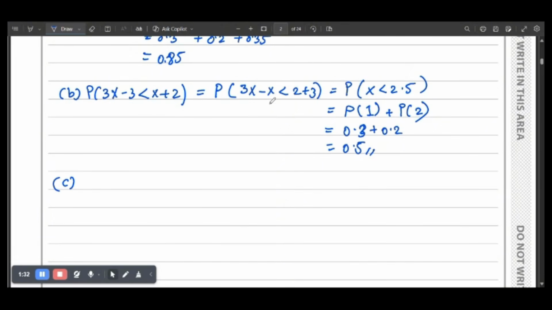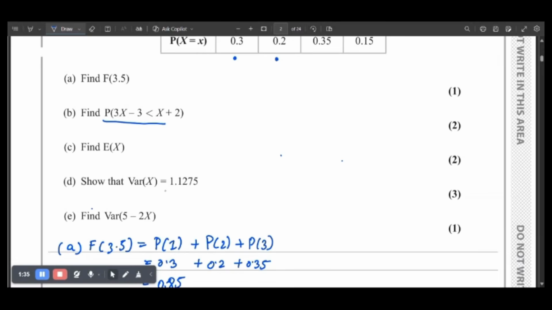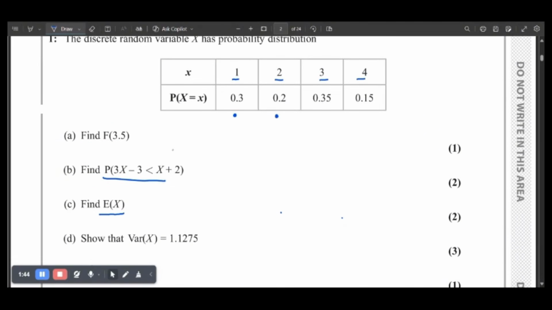For part C, we have to calculate the expected value of x. The expected value of x is kind of like the mean of our distribution. To find the expected value, we have to multiply each value with its probability, and we have to do this for every single value, and then we will add all the products. We will sum the product of each value and its corresponding probability. That's how we calculate the expected value of x. The expected value of x is kind of like the mean of the whole distribution.